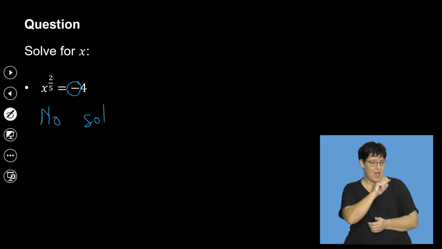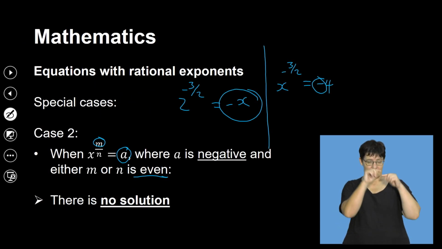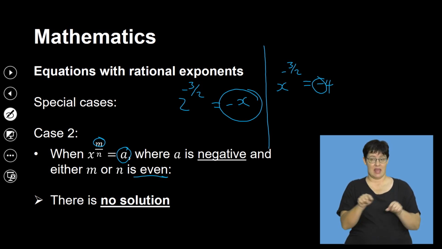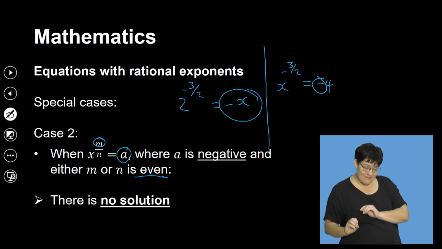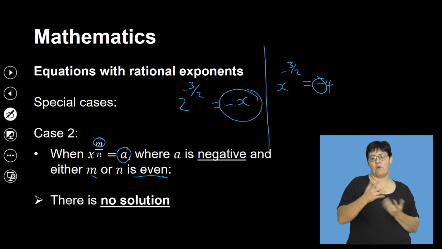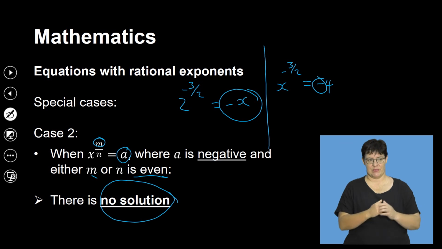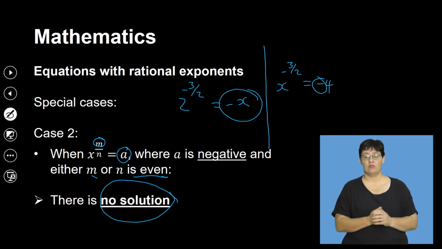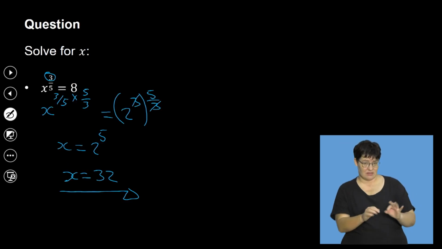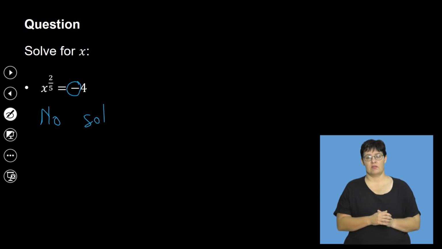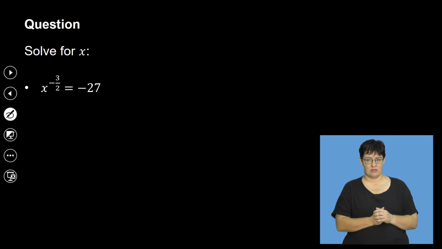And why is that the case? Remember my special case. When x to the exponent of m over n is equal to a, where a is a negative and m or n is even, it doesn't matter which one is even, there will not be a solution there if you are trying to solve that, right? So make sure you do understand that concept there. So here you're simply just going to say no solution.